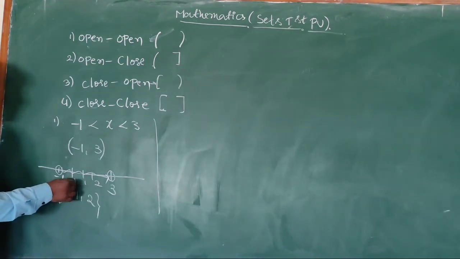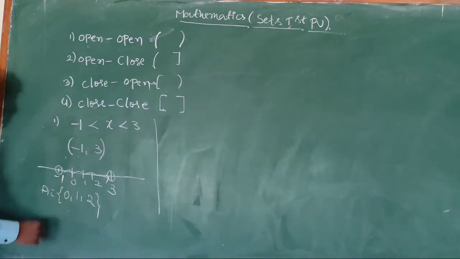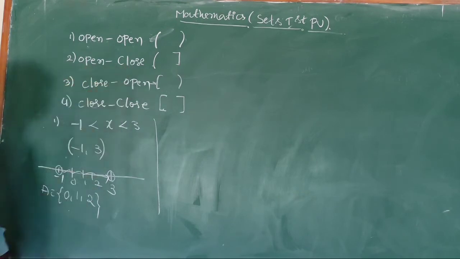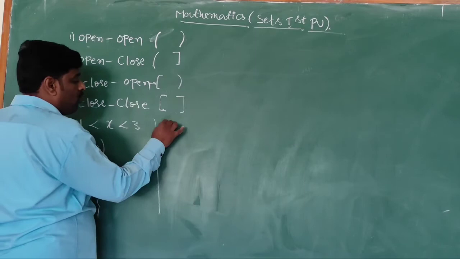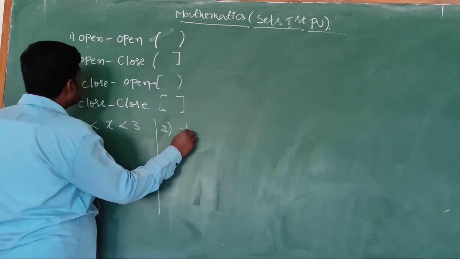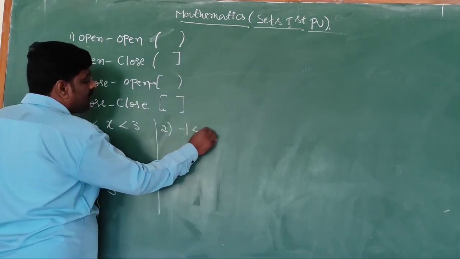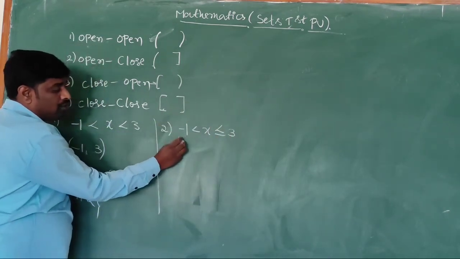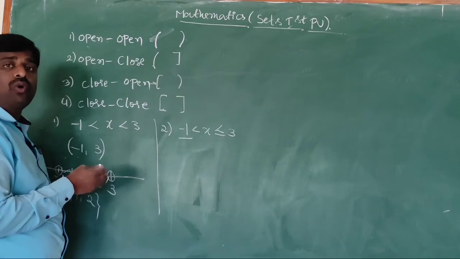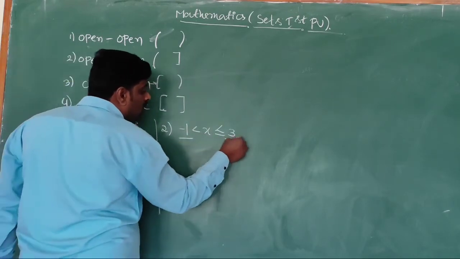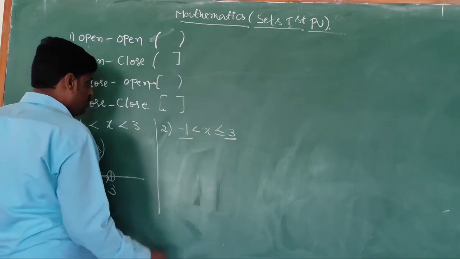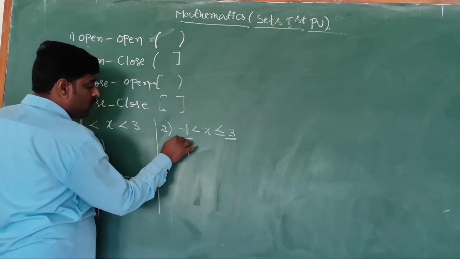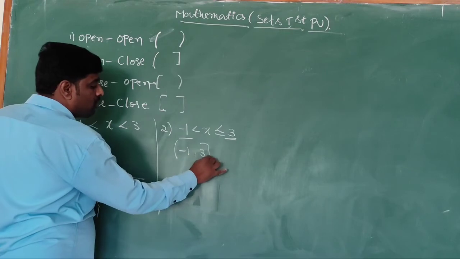This is the number line, this is the interval form, this is the set form. Open, close. The second one is open, close: -1 less than x less than or equal to 3. So -1 is open and 3 is closed. So this is open, this is close. -1 is open, 3 is closed.